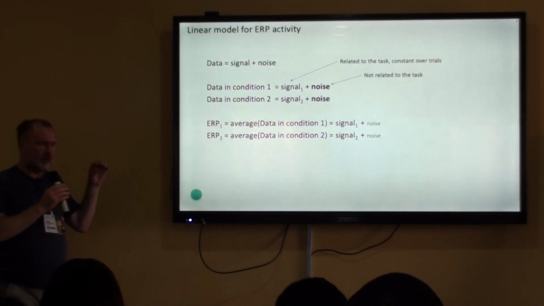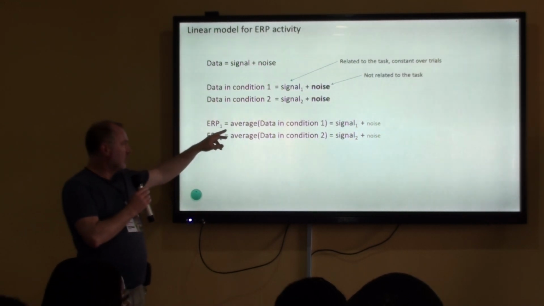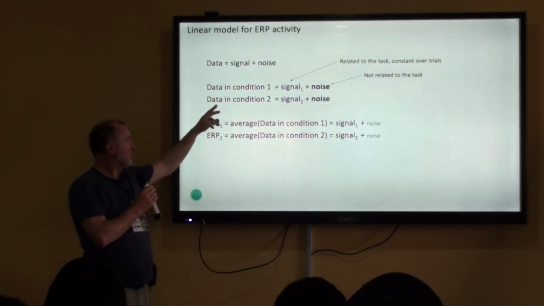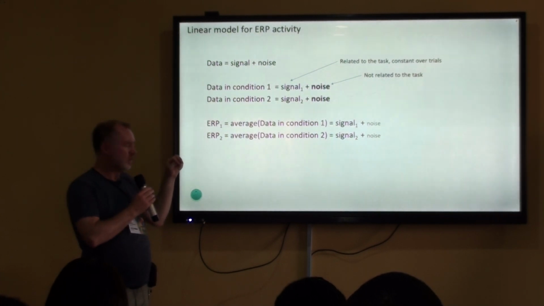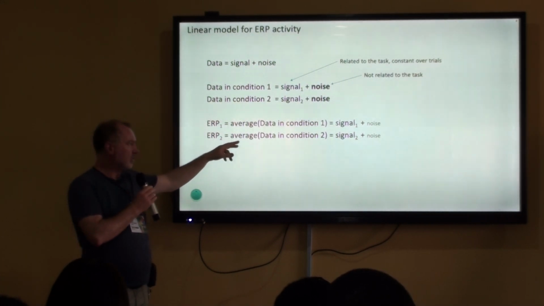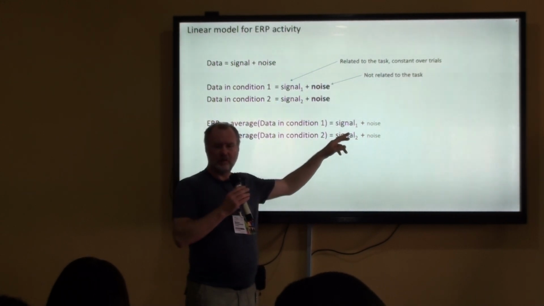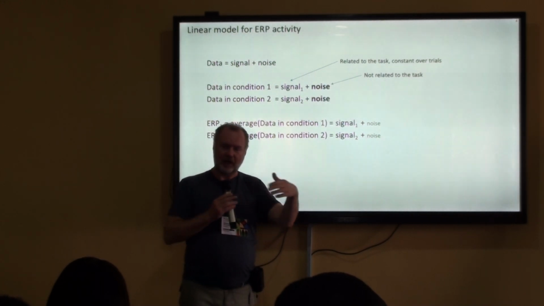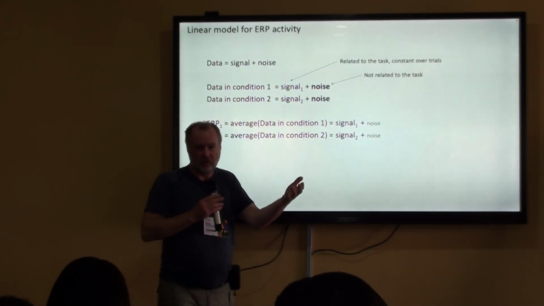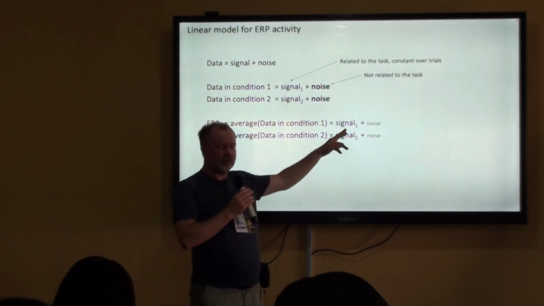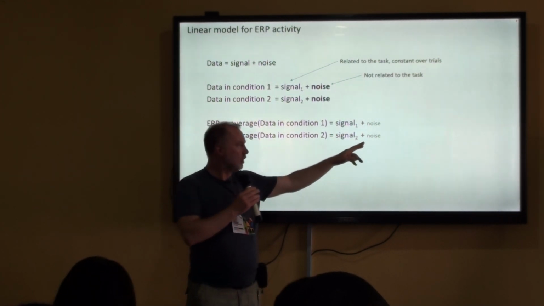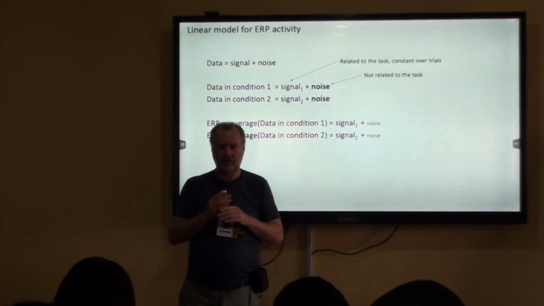The ERP is the average of the data in condition 1, or the ERP is the average of the data in condition 2. The signal is assumed to be the same on every trial. So if I average something that is the same, I'm just going to get the same thing. So the signal does not change due to the averaging, but it's the noise that gets smaller.